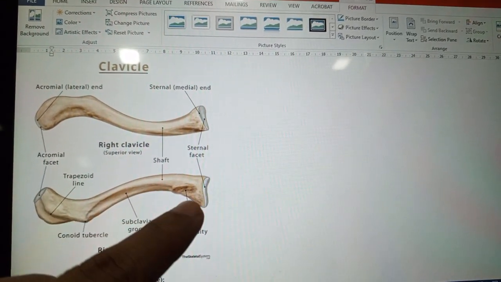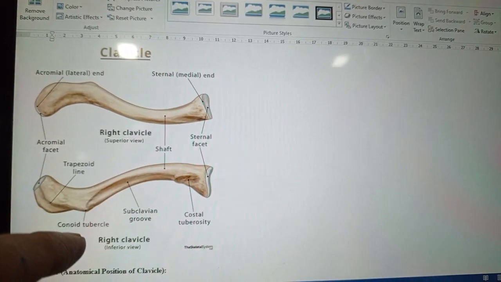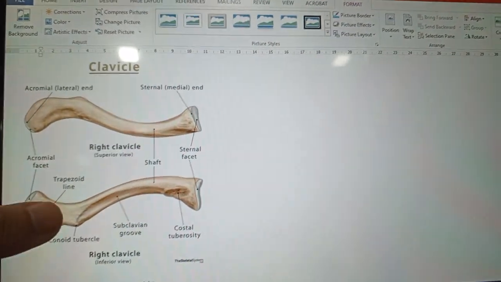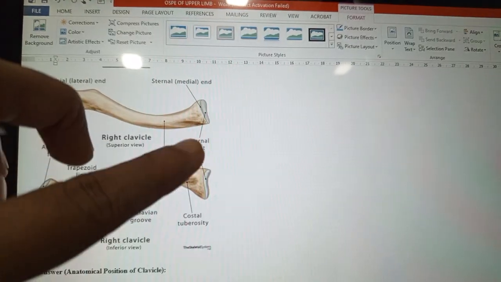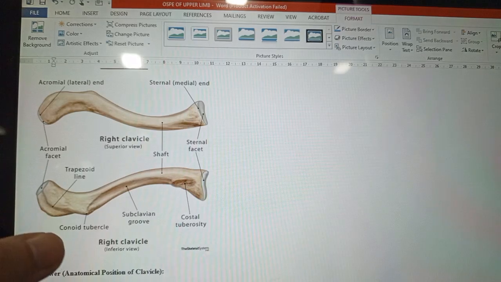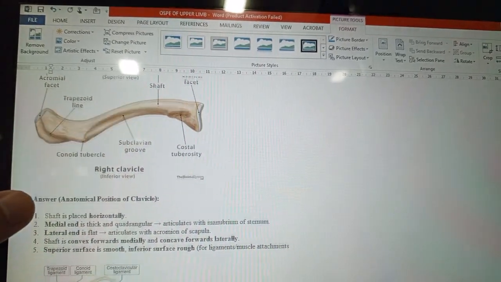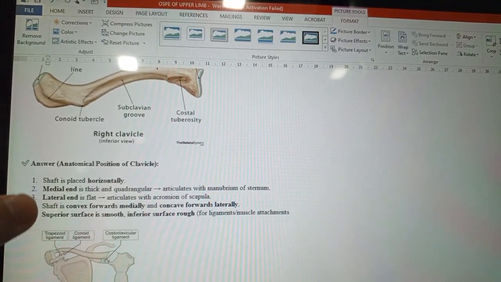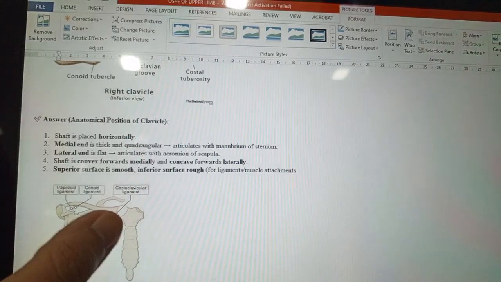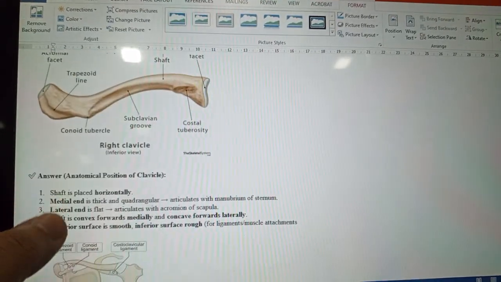On the inferior view, you can see the costal tuberosity and the conoid tubercle. On the conoid tubercle, the conoid ligament is attached over here. On the trapezoid line, the trapezoid ligament is attached over here. Now the joint can be asked to you: which joint is formed over here? Sternoclavicular joint. The costoclavicular ligament is present over here. This is the conoid ligament, and this is the trapezoid ligament, which I have already told you.